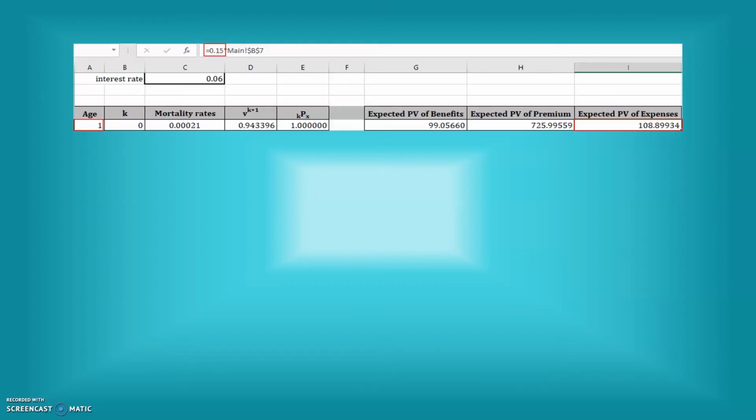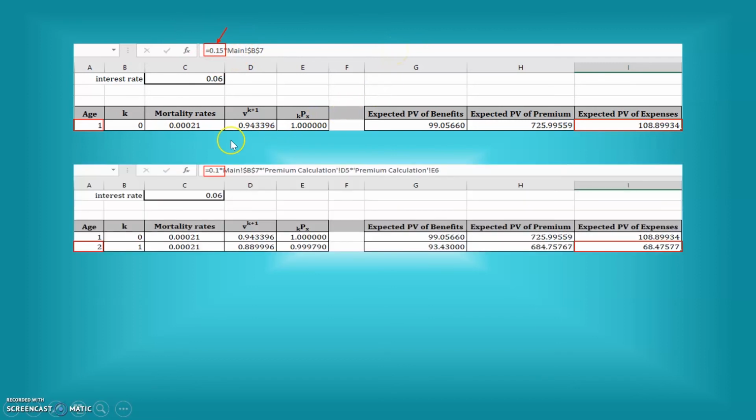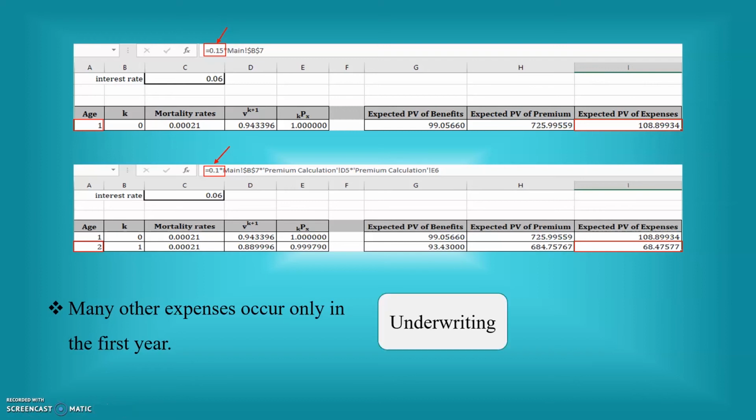Notice that for the expected present value of expenses, we use 15% of the annual gross premium as our expenses for the first year and 10% for the subsequent years. This is because commissions are usually higher than the renewal commissions. Many other expenses occur only in the first year too, such as underwriting and policy issue.